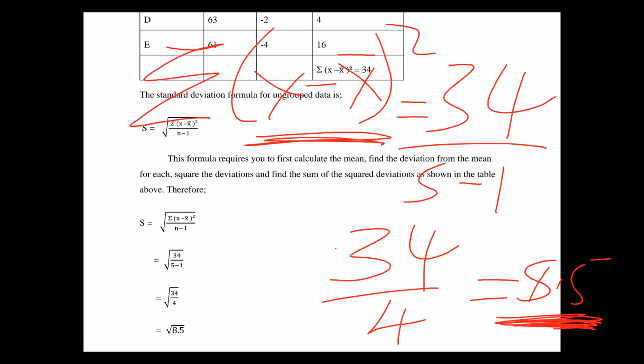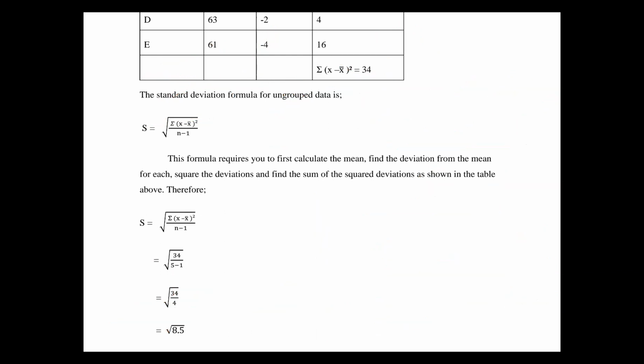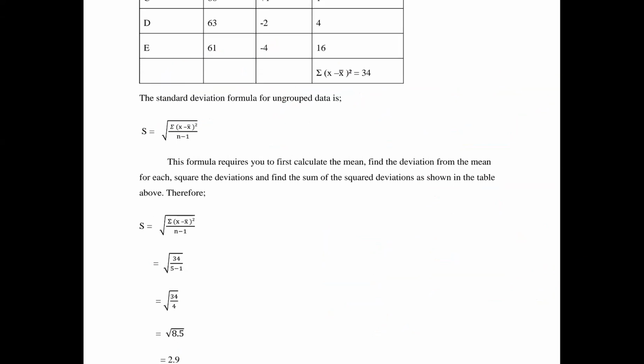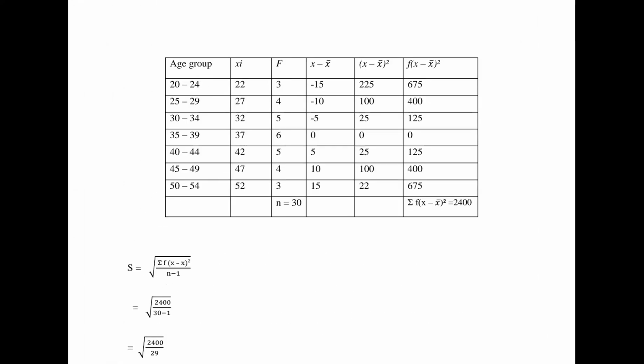But if you square root the variance, you find the standard deviation. The standard deviation is actually the square root of the variance. If you just leave this 8.5 without the square root, what you find is the variance, as I said previously. Once you square root the variance, you find the standard deviation for the ungrouped data.